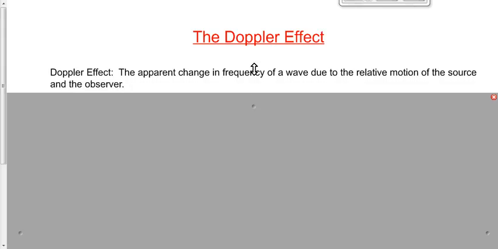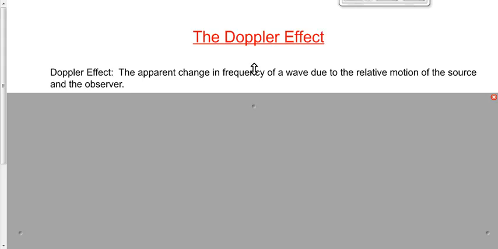Last topic of the unit, last topic of the year. We call it the Doppler effect. We just watched a video from Big Bang Theory where Sheldon defined the Doppler effect as the apparent change in frequency of a wave due to the relative motion of the source and the observer. What do we mean by that?